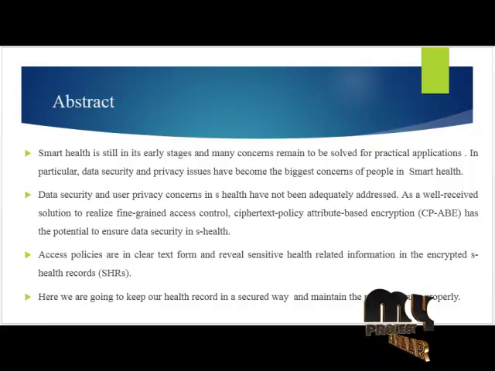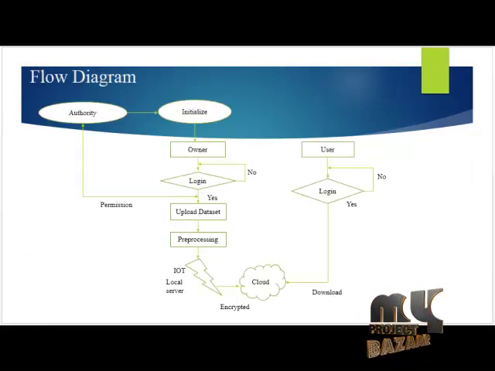Ciphertext-policy attribute-based encryption has been offered as a solution to realize fine-grained access control, and it has the potential to ensure data security in smart health. Access policies are in clear text form, and the sensitive health records are kept in an encrypted form, so the smart health records will be highly secured. Here we are going to keep our health records in a secure way and maintain the privacy issues properly. Now let us see the flow of our process.